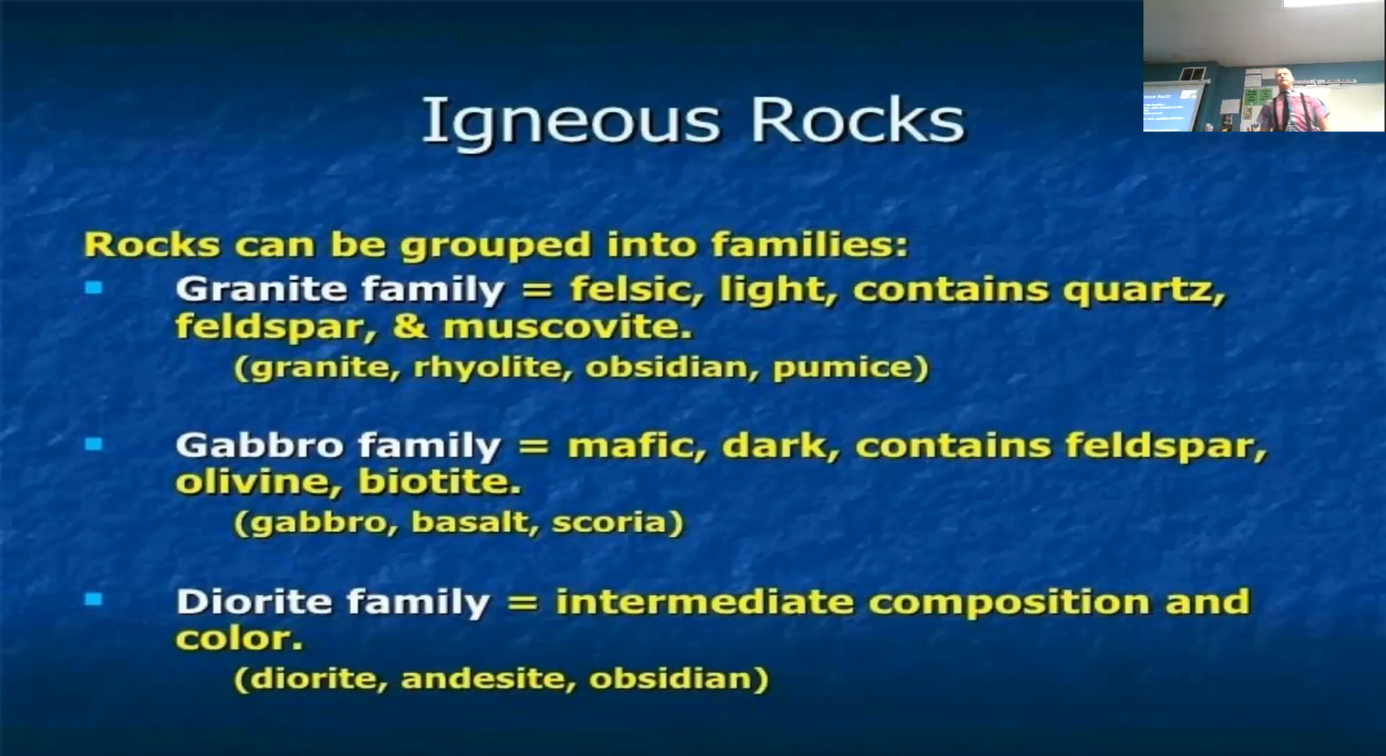So granite family, pretty much what you need to know is that it is felsic, gabbro family, mafic, diorite, intermediate. If you know that, you're going to be good. So I would underline that part right there. Granite, felsic, gabbro, mafic, and diorite, intermediate. If you know those parts, you're going to be just fine.